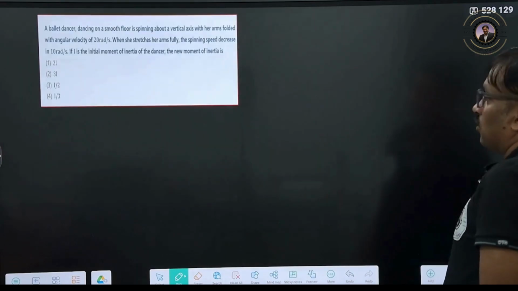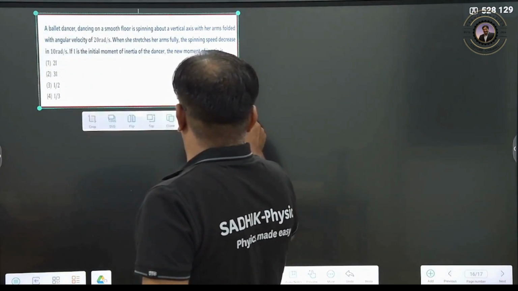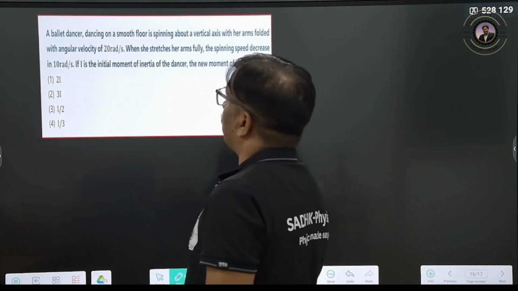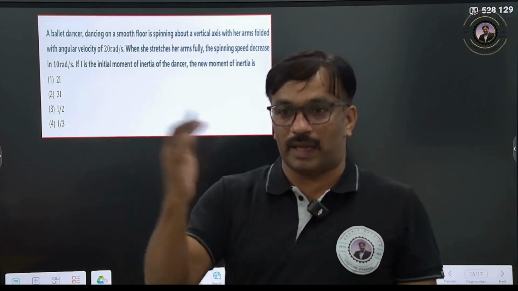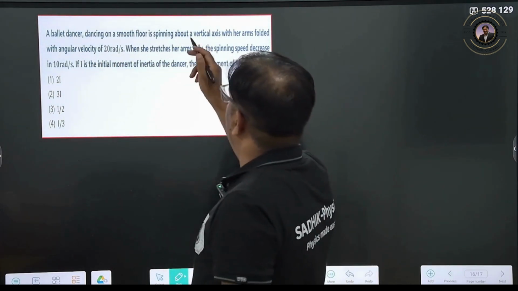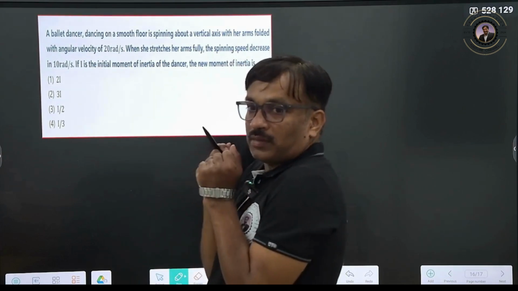Clear? So, one more. Now we will see. There is a ballet dancer. Ballet dancers spin and rotate. The ballet dancer is dancing on a smooth floor and spinning about the vertical axis with her arms folded, like this.